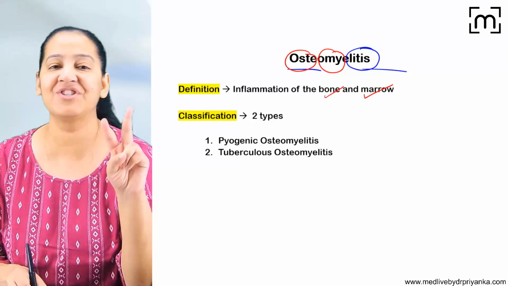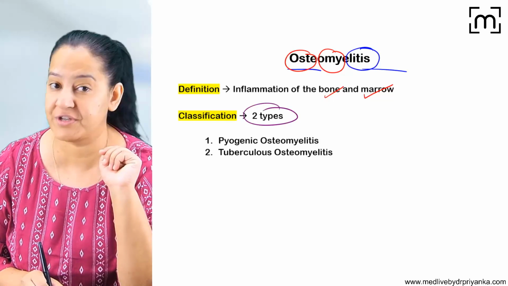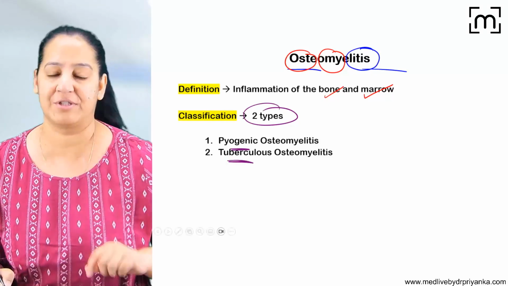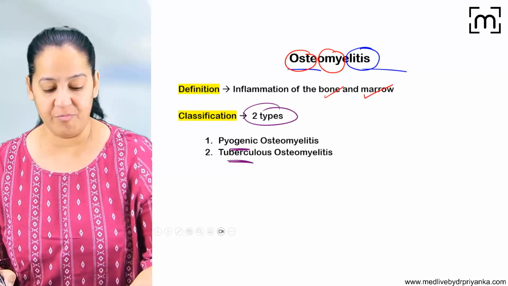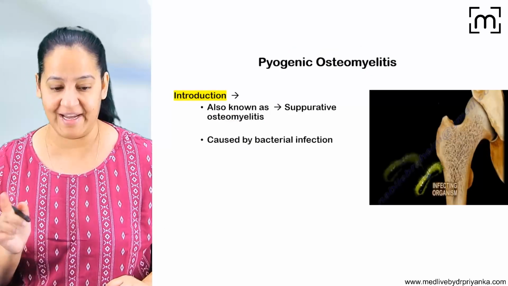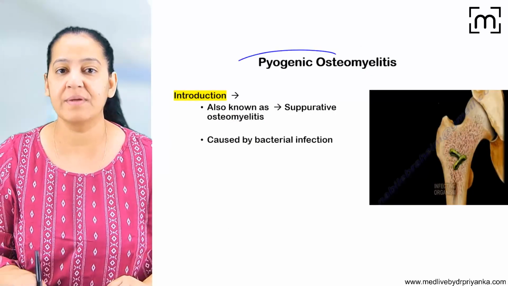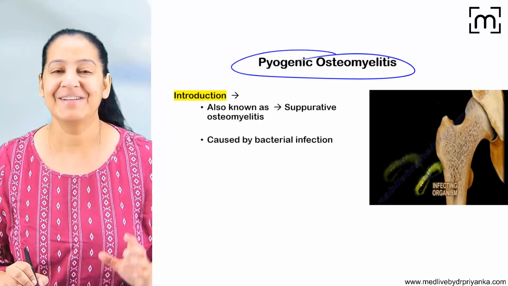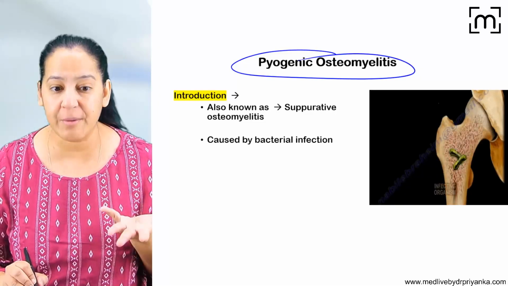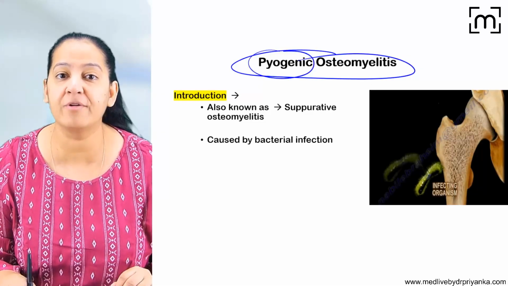Now coming to the classification, there are two types of osteomyelitis, pyogenic osteomyelitis and tubercular osteomyelitis. So we will see the details of both of them under a fixed set of headings. Let's start with the first one. The first one is pyogenic osteomyelitis. So in the introduction, you have to write down the meaning of pyogenic. What do you mean by the term pyogenic?